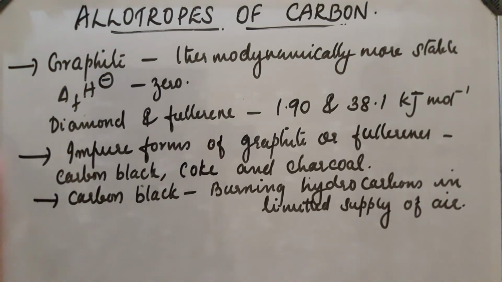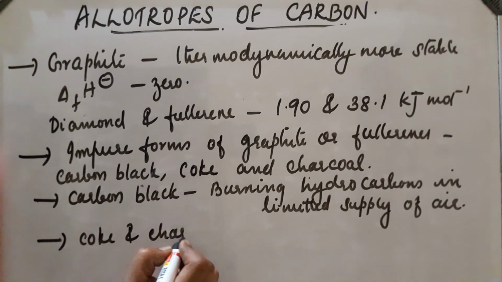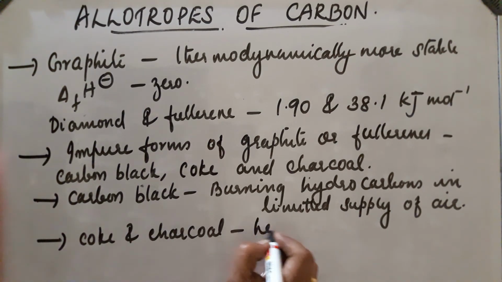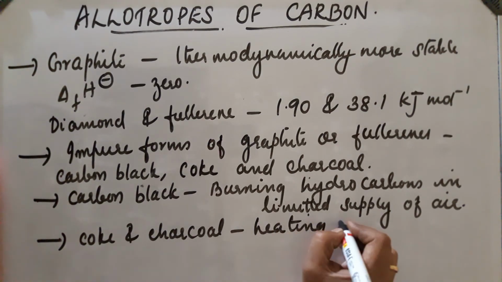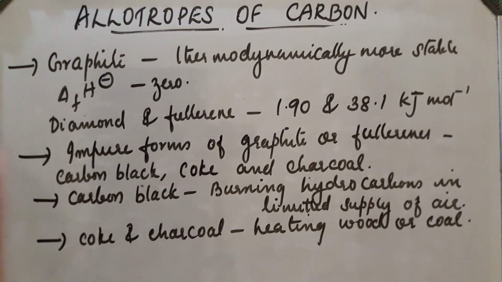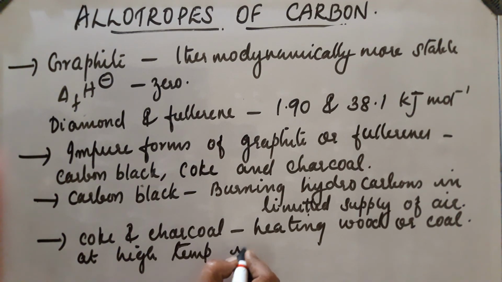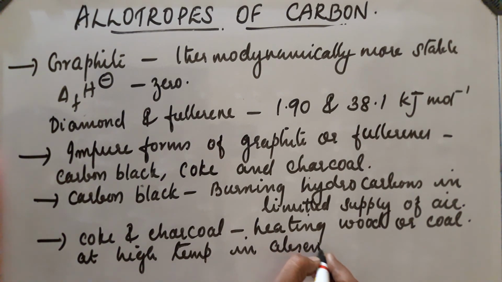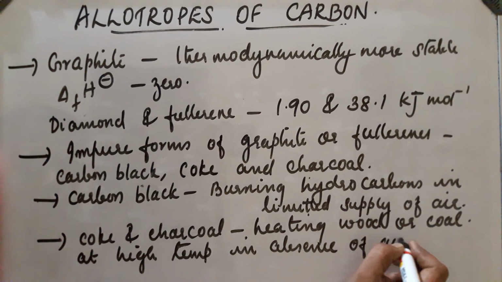Charcoal and coke are obtained by heating wood or coal at very high temperature in absence of air.